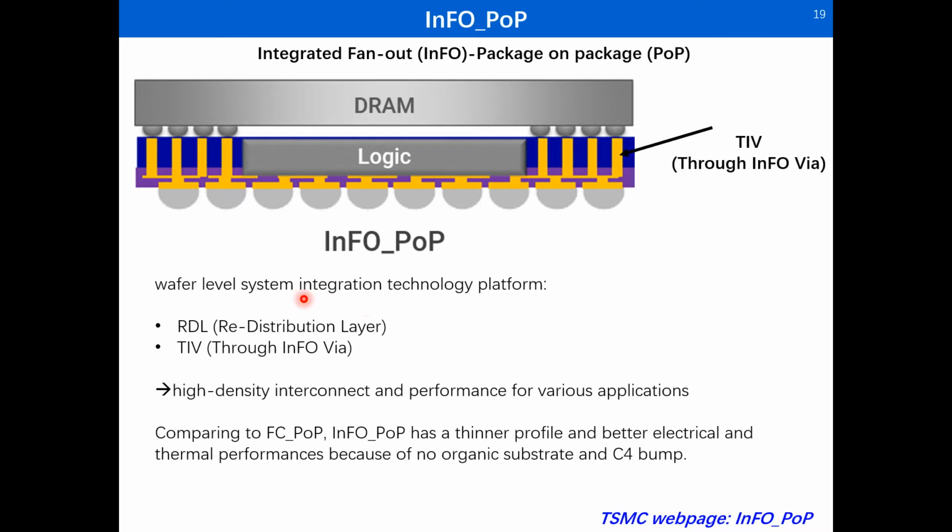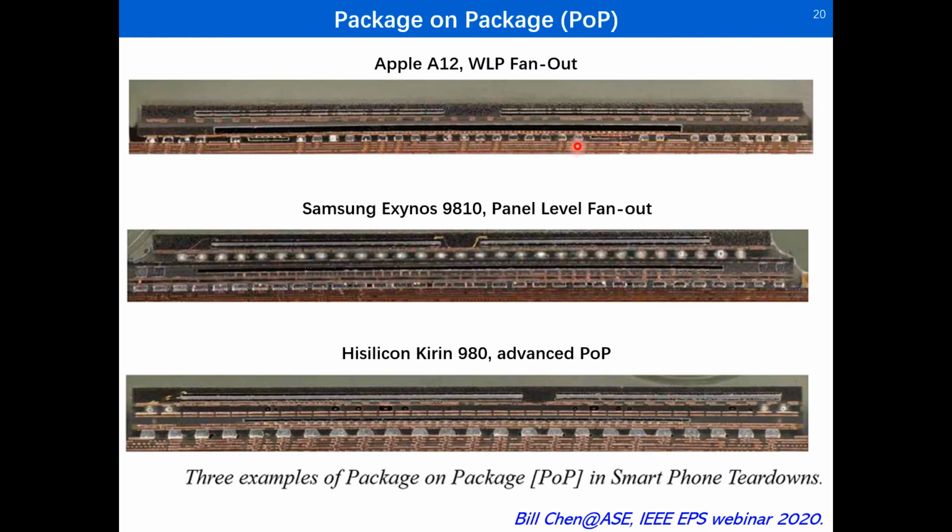This InFO PoP method has a thinner profile and better electrical and thermal performance because of the absence of packaging substrate and C4 bumps. PoP structure is widely used in smartphone chips.